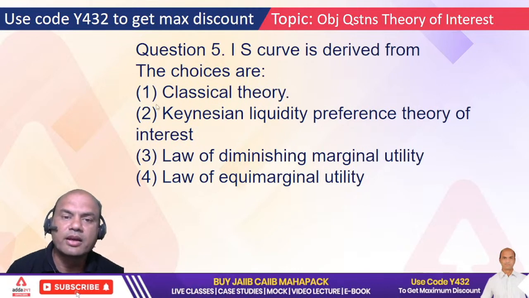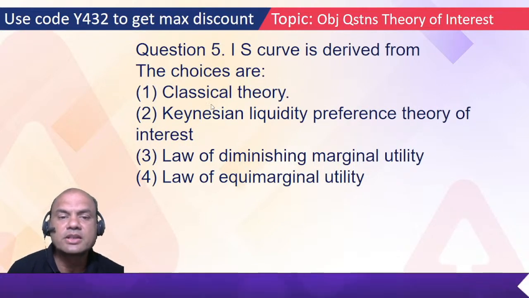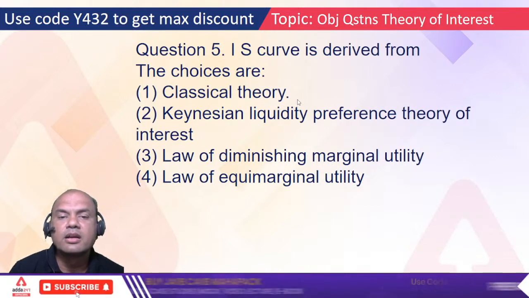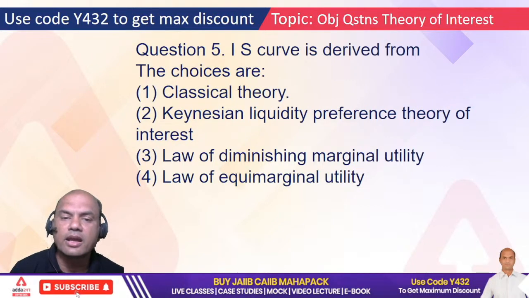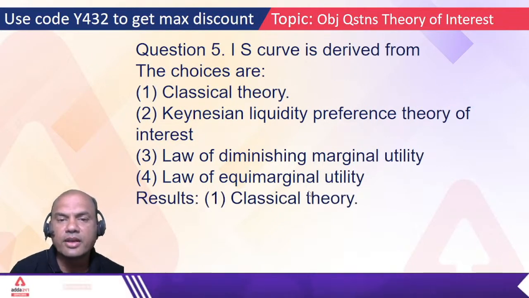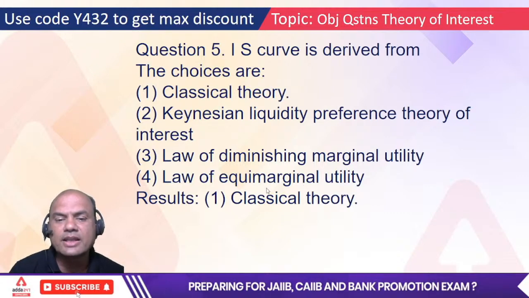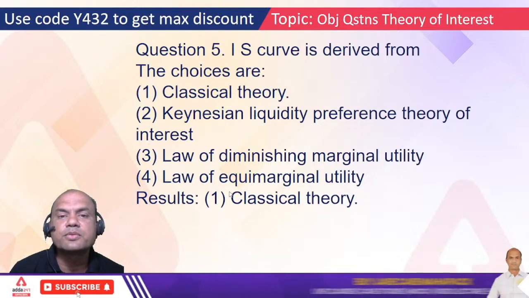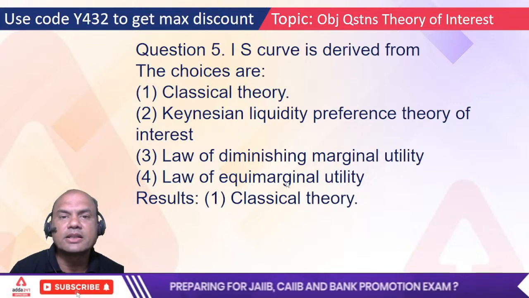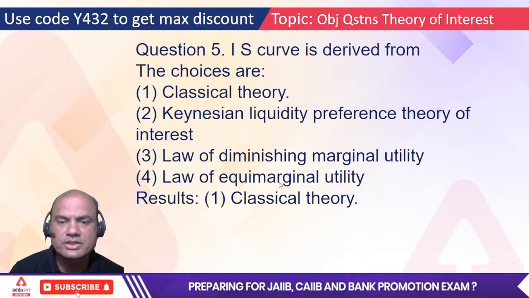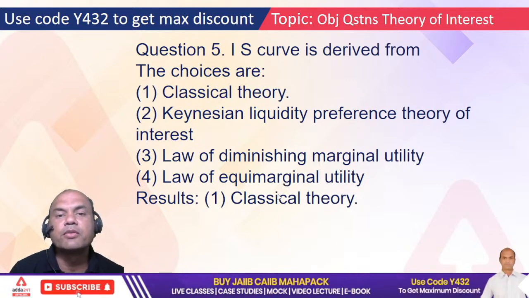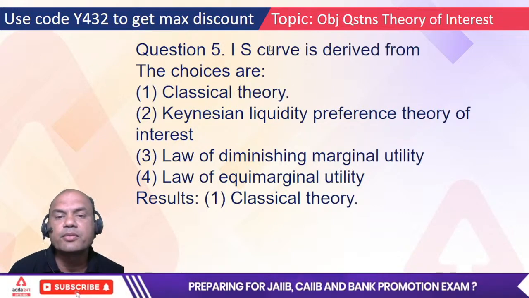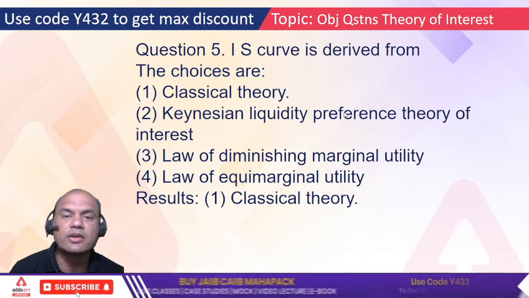Type fast. Again 5 seconds. Tick tick 1. Tick tick 2. Tick tick 3. Tick tick 4. And correct. Classical theory. Okay? Important part over here, understand this. Why this classical theory? What does this classical theory say? Classical theory always talks of savings. Classical theory says that money which can be given as a loan comes from the savings only. So classical theory will always talk in terms of IS curve. Okay? Investment savings.